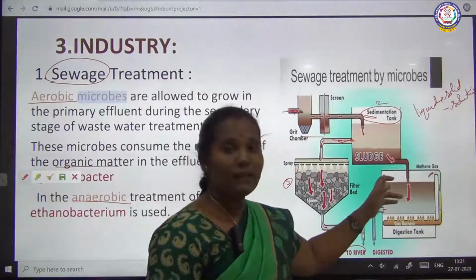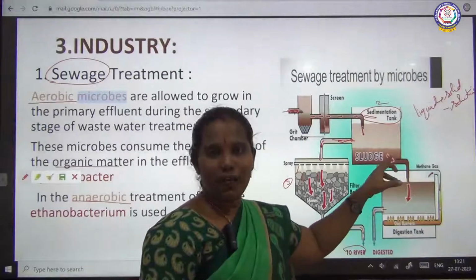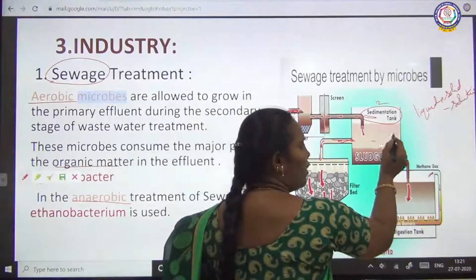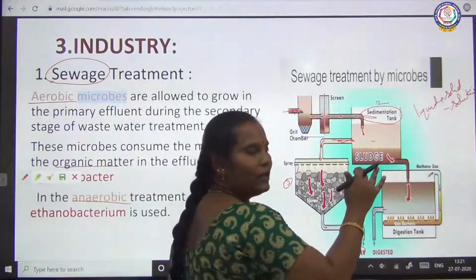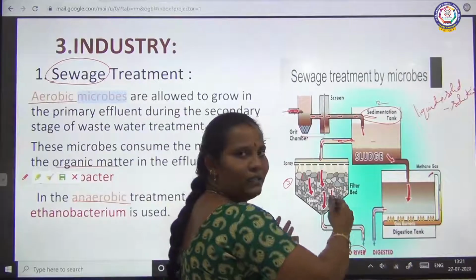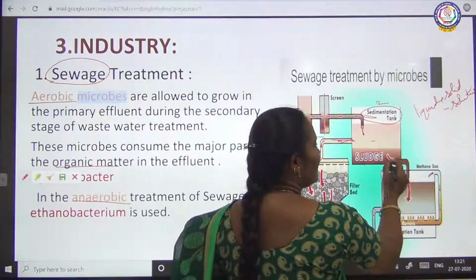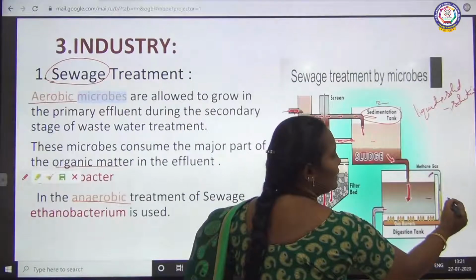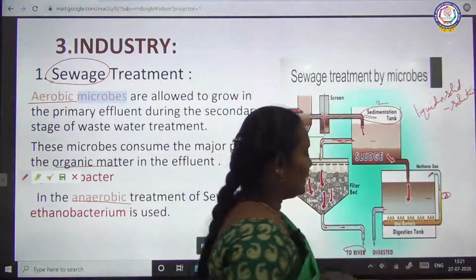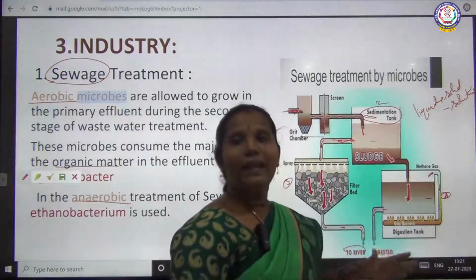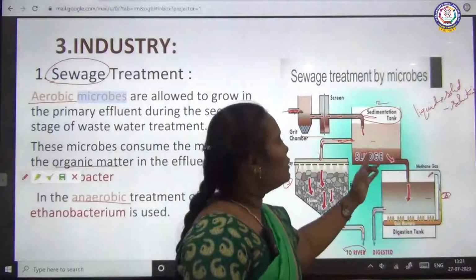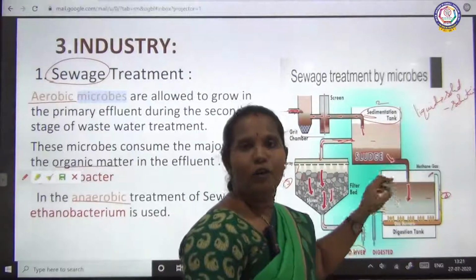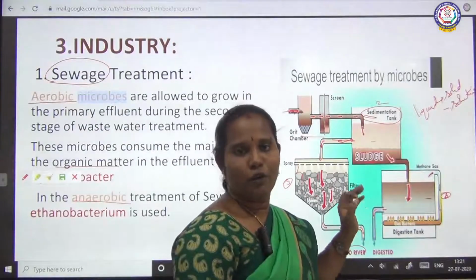What will happen is, the microbes are used in this tank. How they are used: about 70% of the water is cleared here, so it is allowed to go to the pebbles in the filter tank. But this solid particle has a lot of wastes, so it is collected in the fourth tank. This is called the digestion tank. Why is it called the digestion tank? It has many wastes here, so some microbes are allowed to grow here.